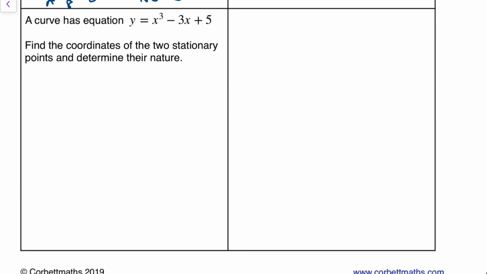Final question. A curve has equation y equals this. Find the coordinates of the stationary points and determine their nature. So I'm going to do the second derivative. Well, let's just get these done.